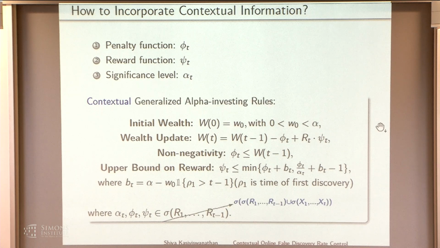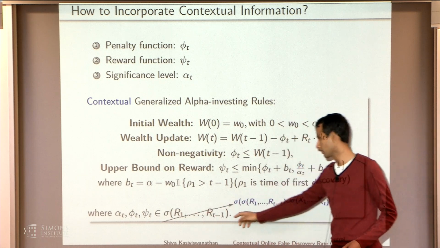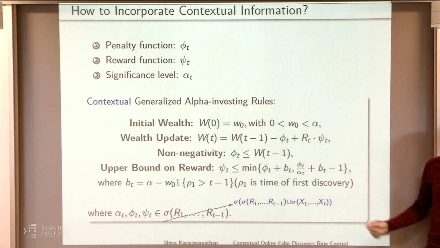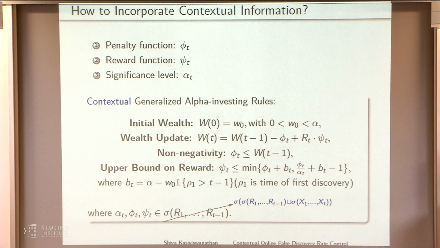What happens with the contextual information is that you basically change the sigma field. So instead of just the previous discoveries, you also have this contextual information that you have to account for. That's what we define as contextual generalized alpha investing rules. What's the sigma notation? The sigma field of these is just some function of those things, so that it's something that we can realize. Got it.